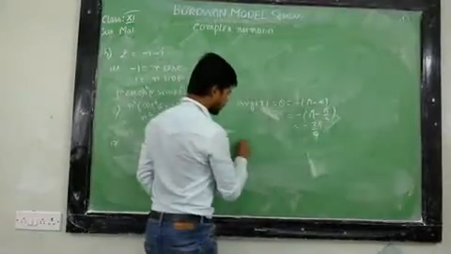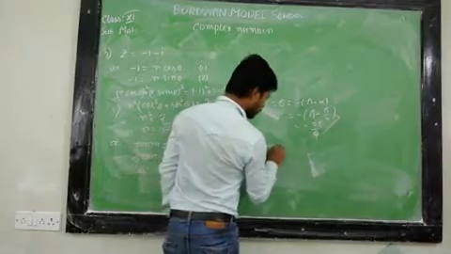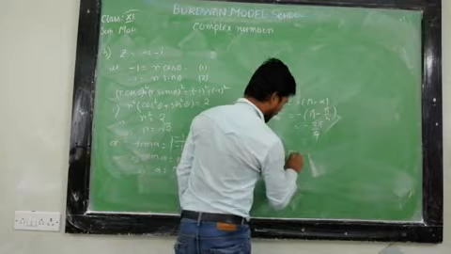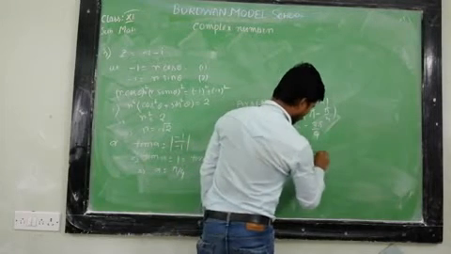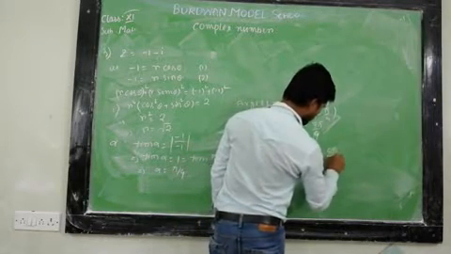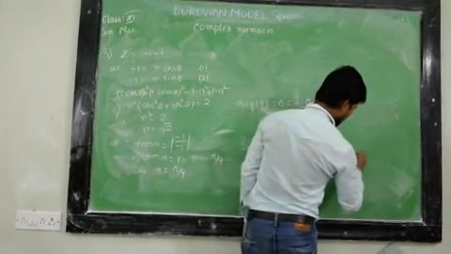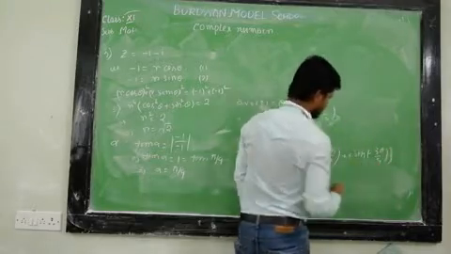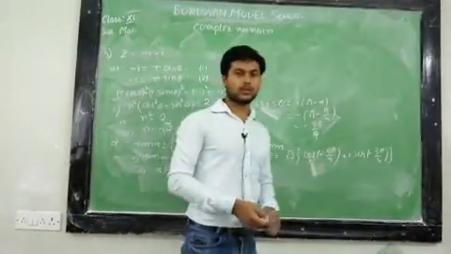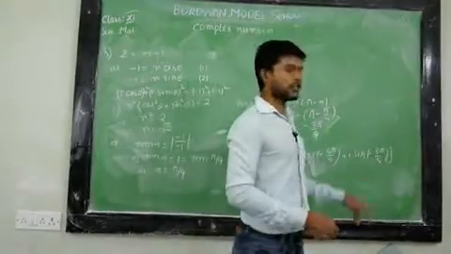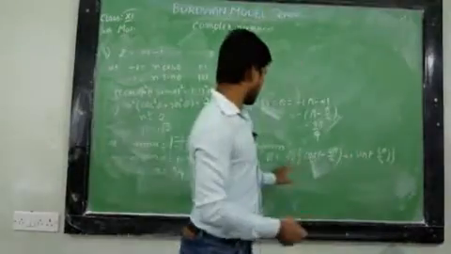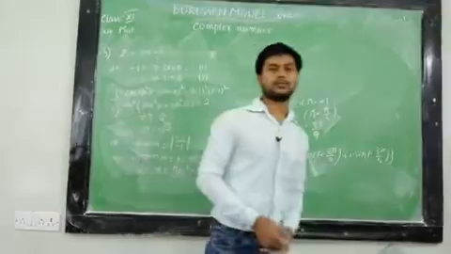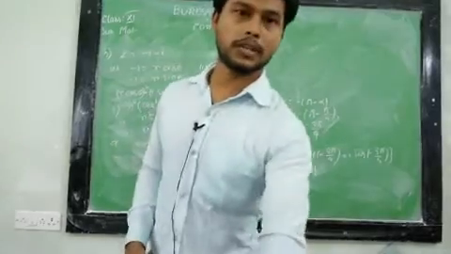Now therefore the polar form of the given complex number z equal to r cos theta, means minus 3 pi by 4, plus i sin theta, minus 3 pi by 4. Now on the next line, cos of minus theta, we know it is cos theta, and sin of minus theta equal to minus sin theta. So the answer will be root 2 cos of 3 pi by 4 minus i sin 3 pi by 4. Hence, this is the polar form of the given complex number.